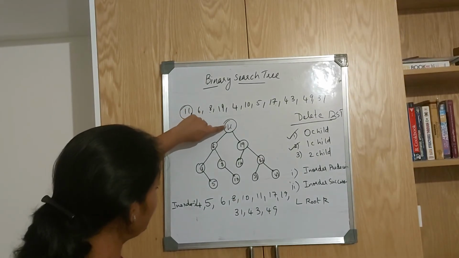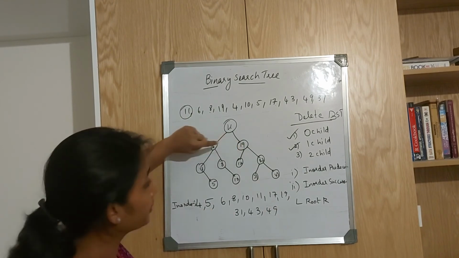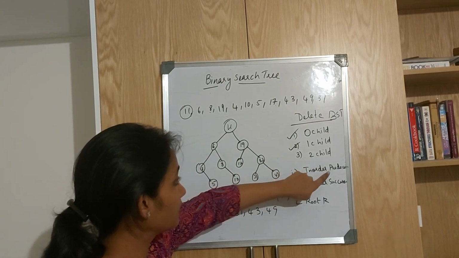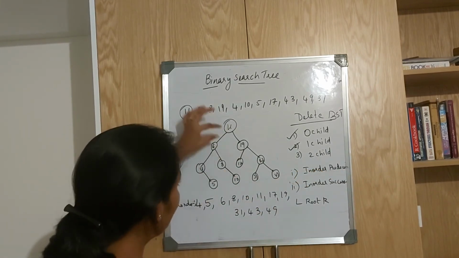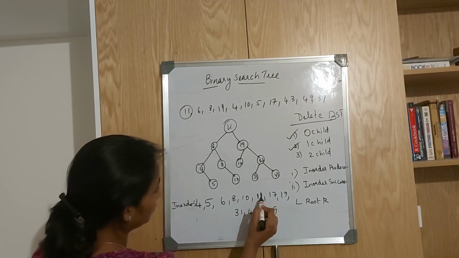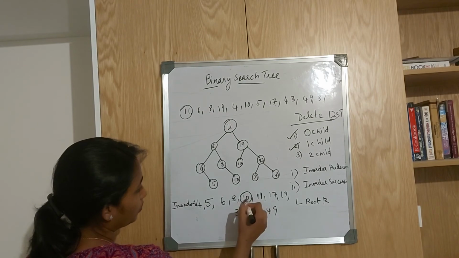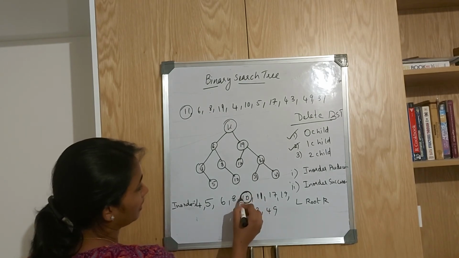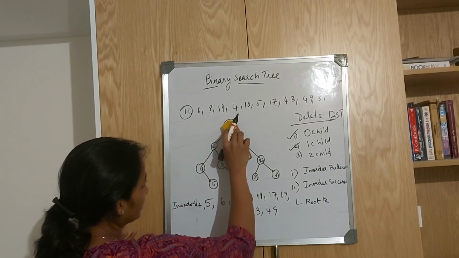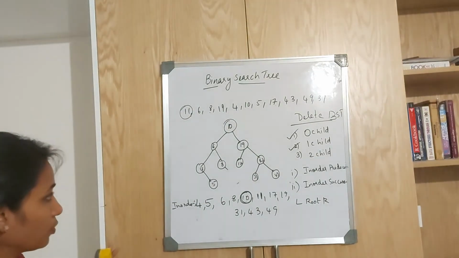now if you want to delete 11, 11 is having 2 children, right? So there are 2 cases. The first case is in order predecessor. Who is the predecessor of 11, the person who is just before 11? It is 10. So what you have to do, just replace this 11 with this 10. That's it. That's what the rule is.